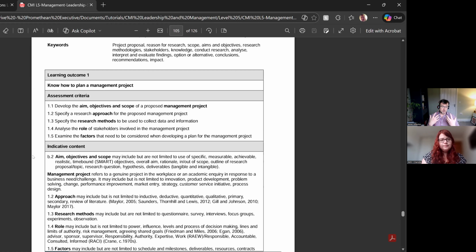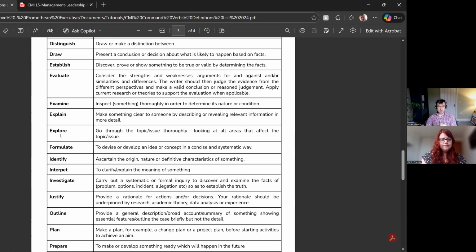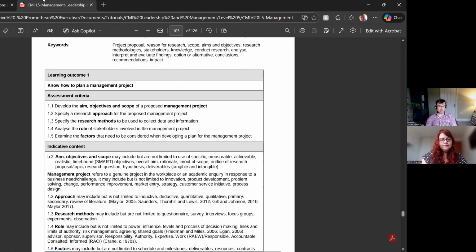So when we're asking you to examine the factors, it's okay to break them down in some detail. Let's look at what examine means: inspect it thoroughly to determine its condition. So what is it about that factor that we need to really consider when developing this plan out? For your particular environment, what might be working on those factors in particular? What might be particularly relevant for you? What might be particularly important for you to bear in mind? That's the examination of the factors, not just a list of them.